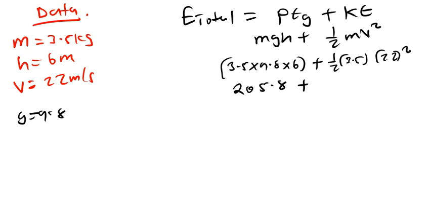So do we have anyone who has got a calculator? Because my calculator sometimes can give us wrong answers. So 205.8 is correct? Okay. So we do 22, we square it, times 3.5 times 0.5. I'm getting 847. Is that correct?